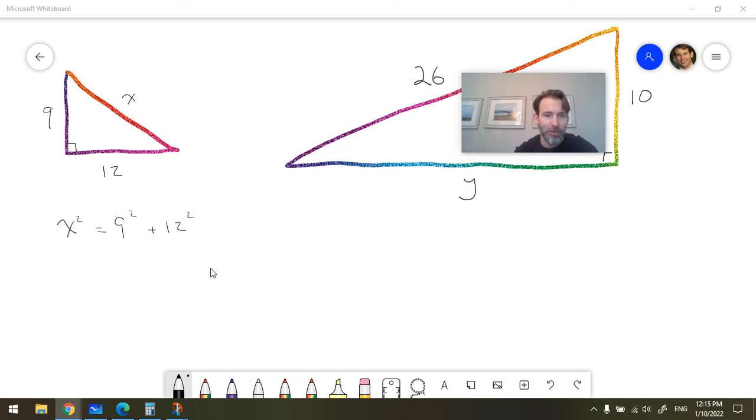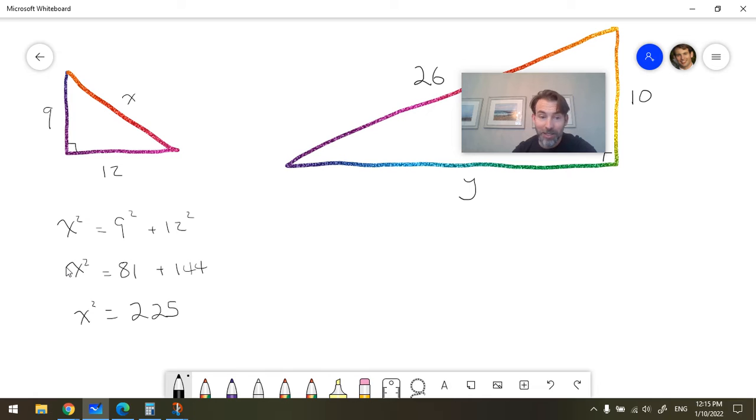And now, if I want to solve that, I need to evaluate both sides. So x squared equals 81 plus 12 squared is 144. 9 times 9, 12 times 12. Put these two together and they add together to make 225. Check on your calculator. All right. And I know that that's equal to x squared.